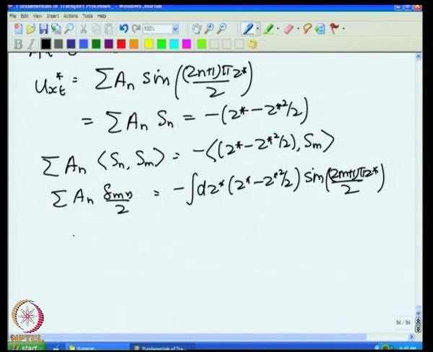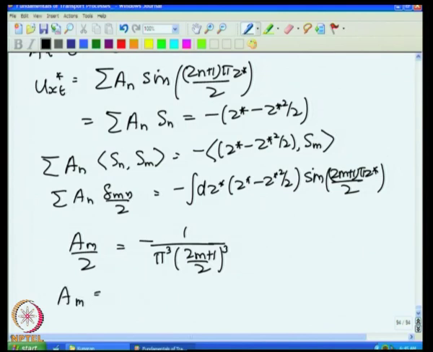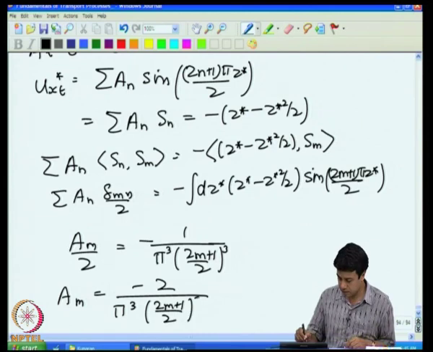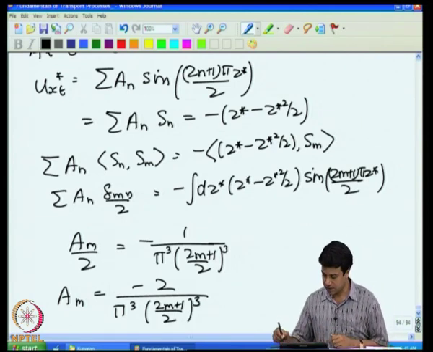So, this is a m by 2, and you can work out this integral quite easily to get a solution which is minus 1 by pi cubed into ((2m plus 1) by 2) the whole cubed. And therefore, a m is equal to minus 2 by pi cubed into ((2m plus 1) by 2) the whole cubed. So, that is the final solution.